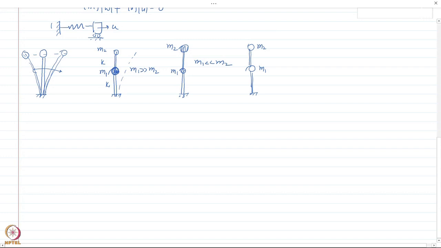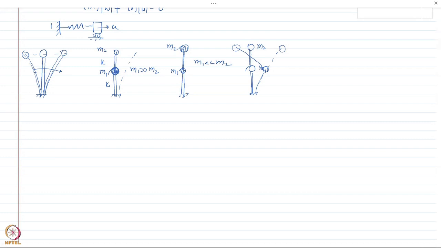Okay, but in general, reality lies somewhere in between, where mass m1 and m2 are comparable, and basically the relative deformation of both m1 and m2 is actually going to dictate the overall response. Okay, and for a 2 degree of freedom system, it can either respond like this, or it can also respond like this. So there are only two ways in which this structure can deform in two dimensions.